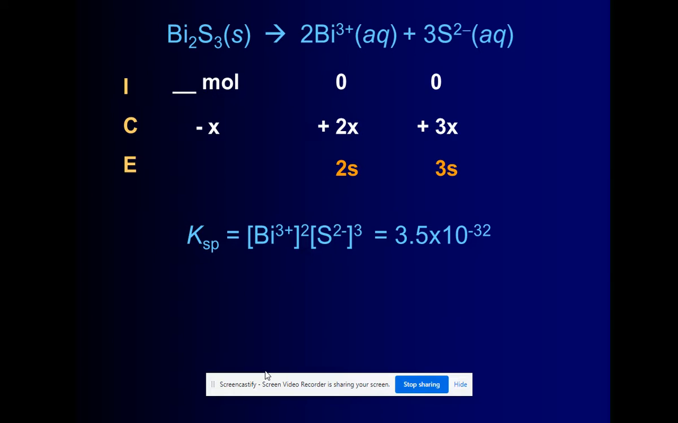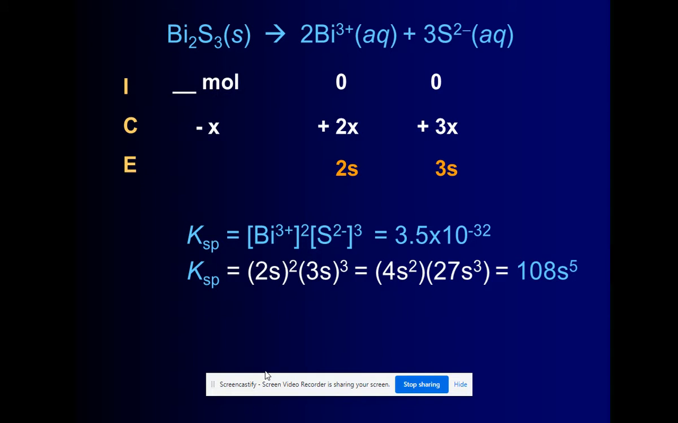If we know the value of Ksp, and we know what that Ksp expression is in terms of our X, in terms of our solubility, 2s for bismuth and 3s for sulfur, we can mathematically solve that through squaring the 2 and the s, 2s squared, and cubing the 3 and the s, 3s cubed, to get 108 s to the fifth. Since we know the value of Ksp and we know what the expression for Ksp represents in terms of solubility, we should be able to set the two equal to each other and solve for what the actual solubility is for bismuth sulfide, and it was 2 times 10 to the negative seventh.